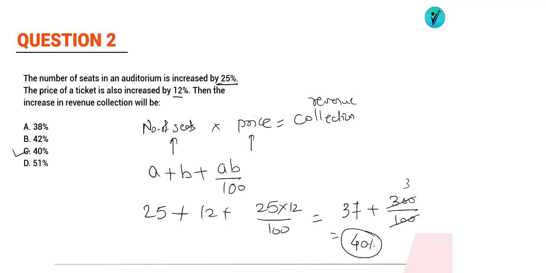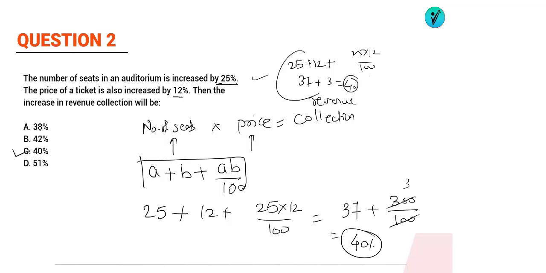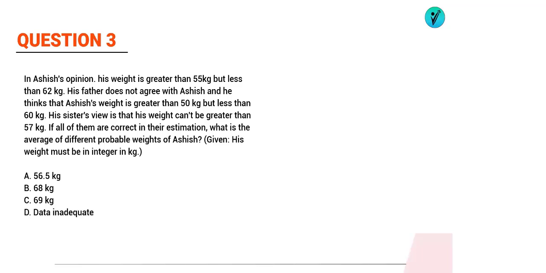That's it. So in the exam, you don't even need to solve all this. We know this formula. So we will simply write it like 25 plus 12 plus 25 into 12 by 100. So I know 25 plus 12 is 37 and this is 300 by 100, which means 3. So the answer will be 40%. So in the exam, you will write down only this step and you will get the answer. That's it. Easier. Now, let's jump to question number 3.